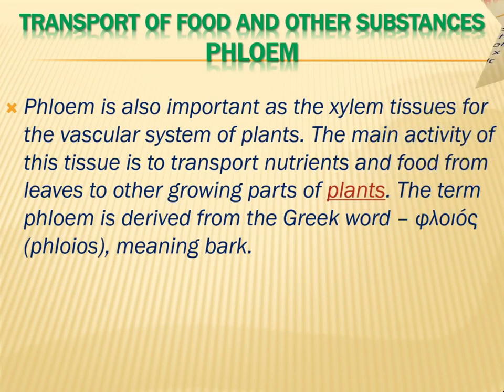This is the transport of food and other substances done by the phloem. So what is phloem doing? Phloem is as important as xylem tissue for the vascular system of plants. The main activity of this tissue is to transport the nutrients and the food from the leaves to the growing parts of the plant.